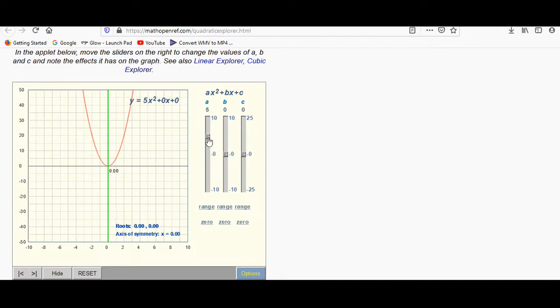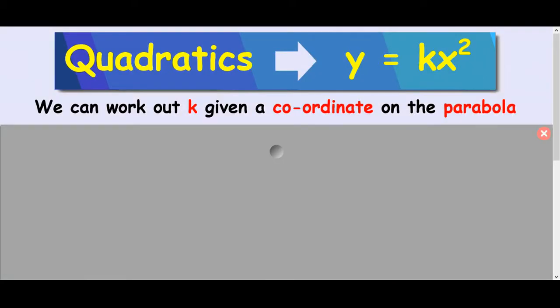And lastly, what happens when you make it negative at the front? Well, we talked about that before. A negative x squared flips it in the x-axis, so it makes it go down negative in the y values. And a bigger negative x squared makes it steeper. Okay, so in this lesson, we're going to try and work out the value at the front given a coordinate. So what x squared is it? Is it y equals 3x squared, 2x squared, 4x squared? We'll try and work that out.